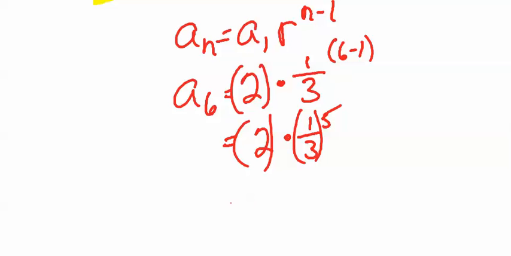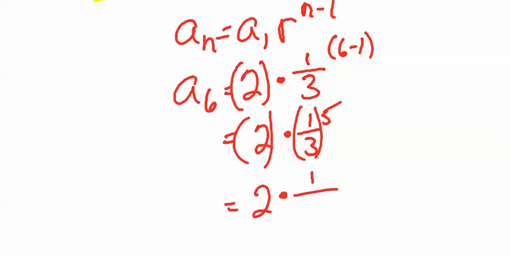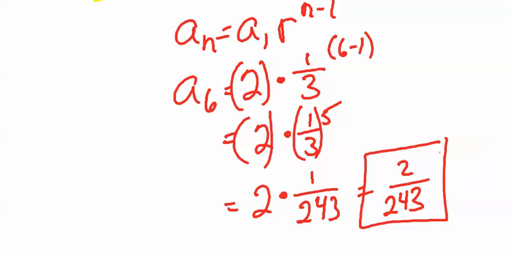And if I simplify that, that's going to be 2 times 1 over 243. And we'll put those together: 2 over 243. That can't be simplified. Obviously, you'd always look to see if it can. But this would be the sixth term of that sequence.